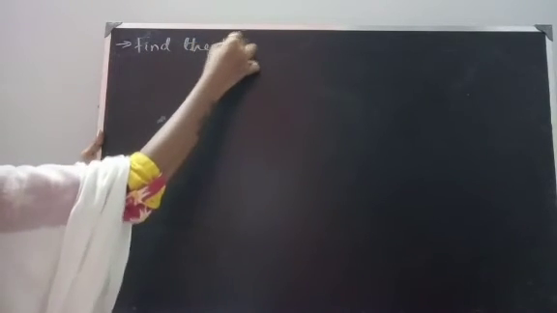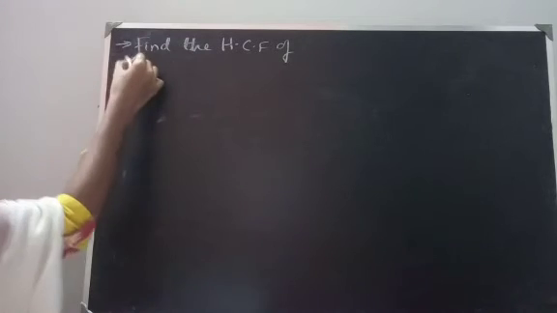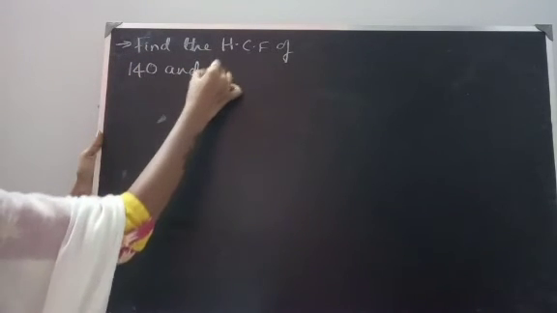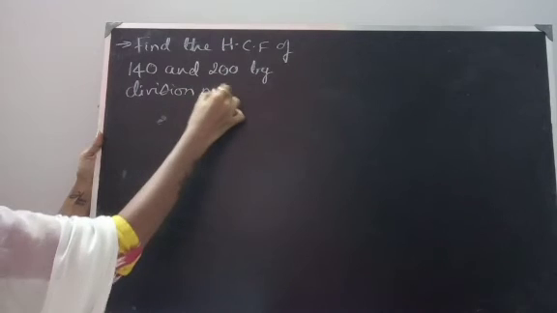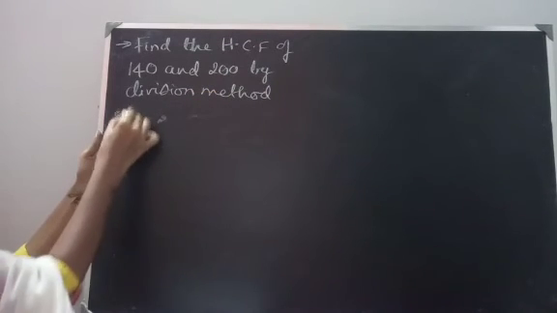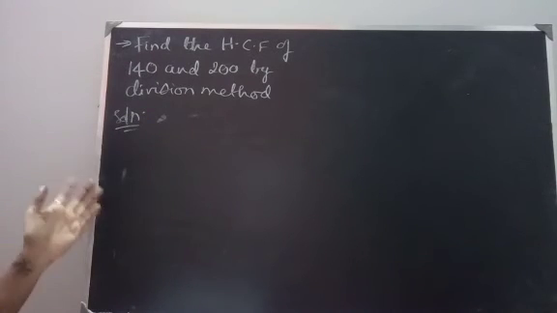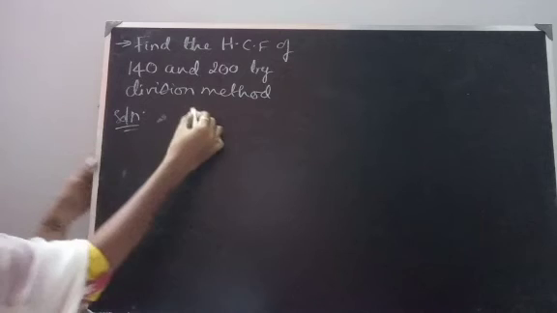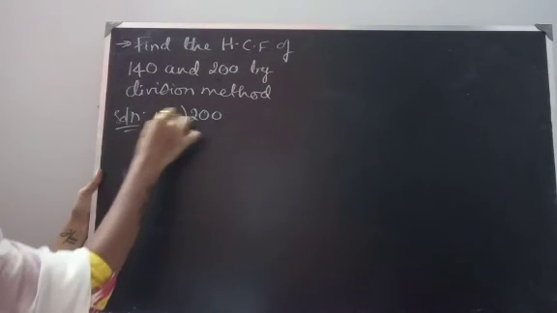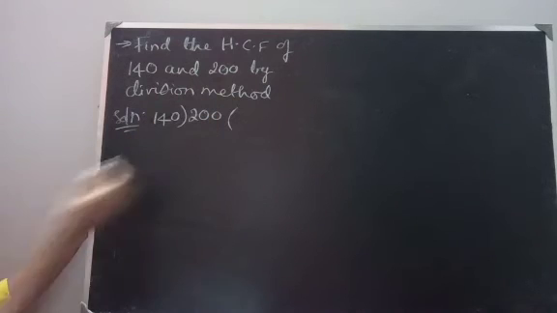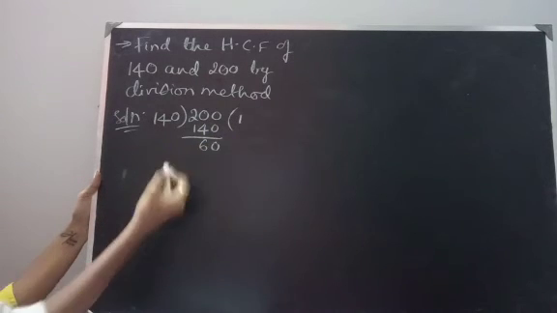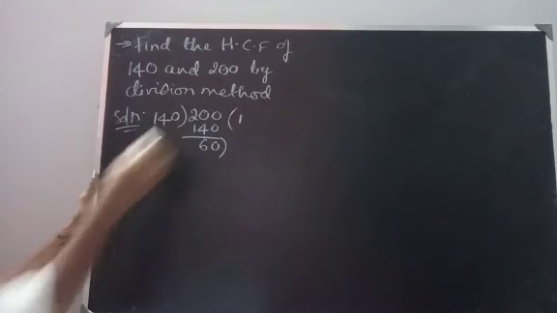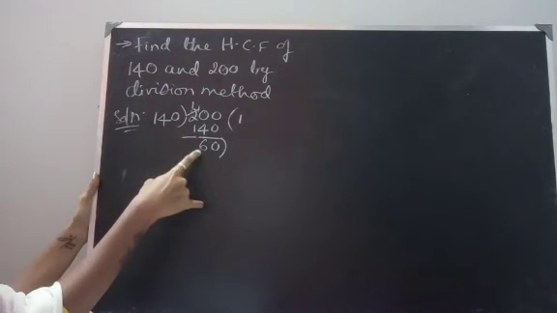Find the H.C.F of 140 and 200 by division method. Solution. So firstly, what you have to do? You have to divide the greater number by the smaller number. 200 divided by 140. 140 ones are 140. So the remainder will be 60.